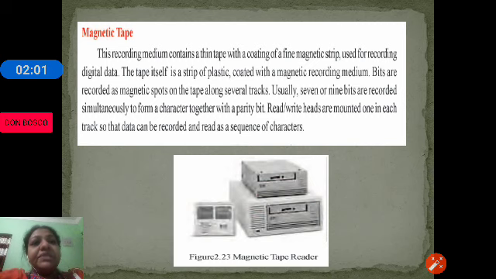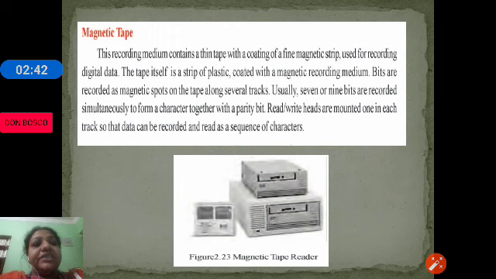Magnetic tape is a recording medium which has a thin tape with a magnetic material coated on it, and it is used to record digital data. The tape itself is a strip of plastic coated with the magnetic recording medium. Bits are recorded as magnetic spots on the tape along several tracks. Usually 7 or 9 bits are recorded simultaneously to form a character together.